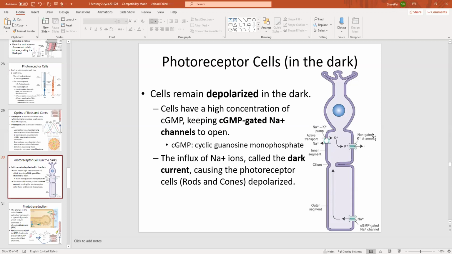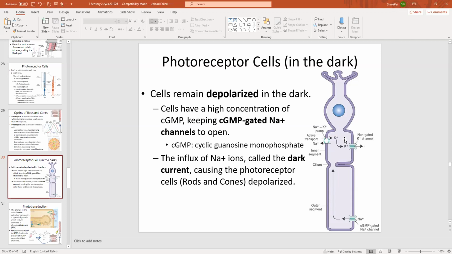So this is very typical in all cells. With this, we create a negative membrane potential, right? That's a resting membrane potential created by the sodium potassium ATPase. We also have accumulation of potassium in the cell. So that is typical. It's nothing new here.